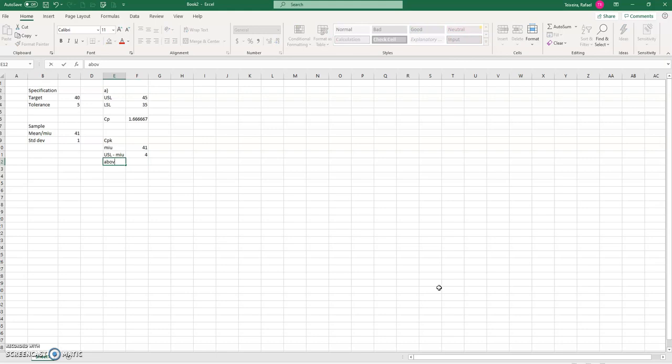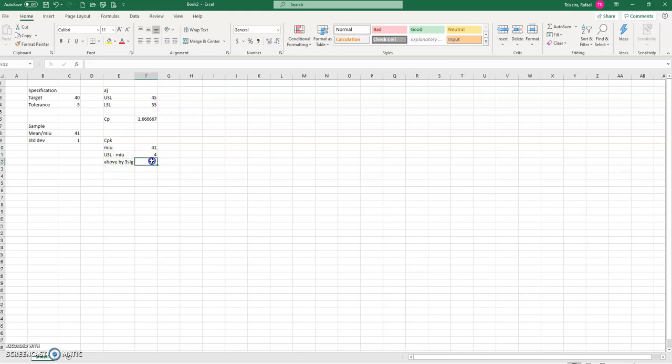Now let's do it above, divided by 3 sigma. Okay, so I'm going to divide this by 3 sigma. So it's going to be equal to this divided by open parentheses 3 multiplied by my standard deviation, which is my sigma. Okay, that's 1.33. I have to do the same thing for the lower specification limit.